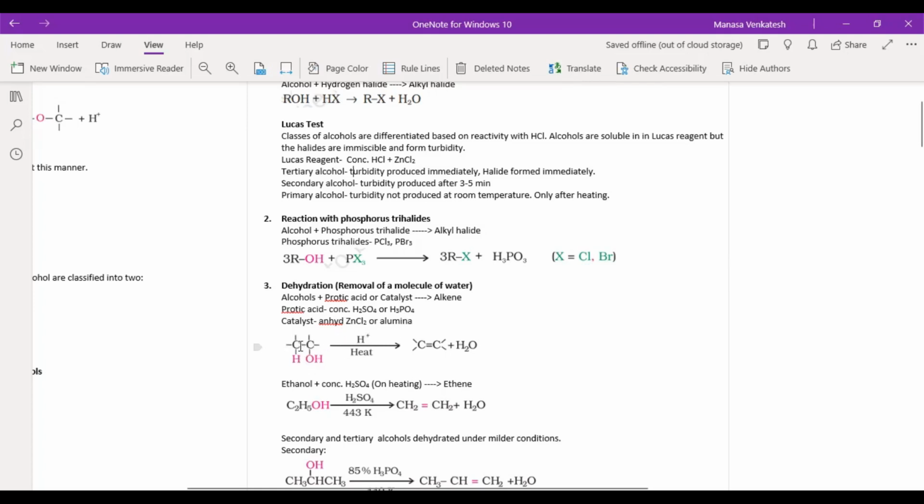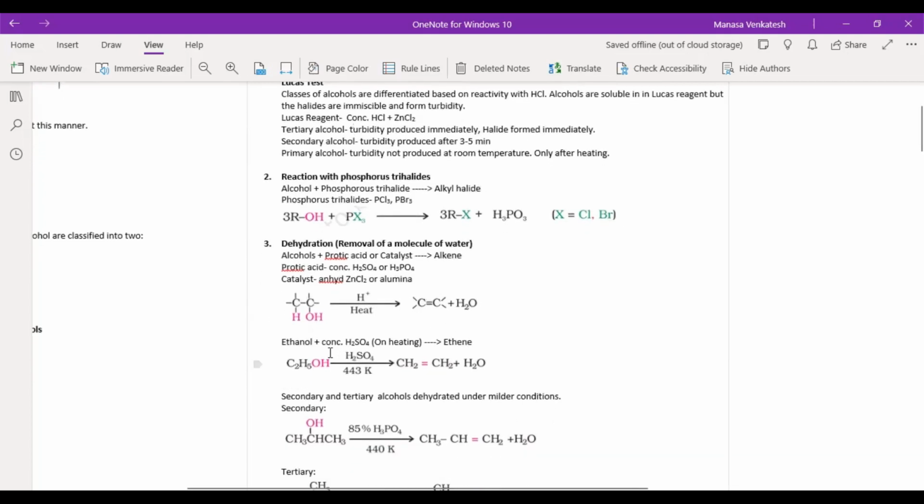So here you have C. This is an alcohol. So you're heating it in the presence of acid. So what happens is HOH is getting lost as water, and the alkene is formed. It's just the opposite of the preparation reaction. So ethanol is reacting with concentrated H2SO4 on heating to give us ethene. And this is at 443 Kelvin.